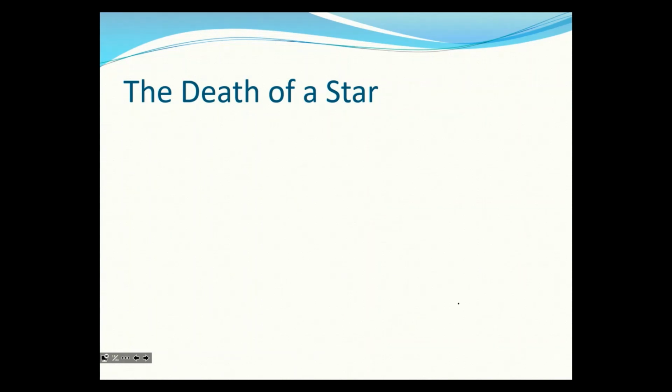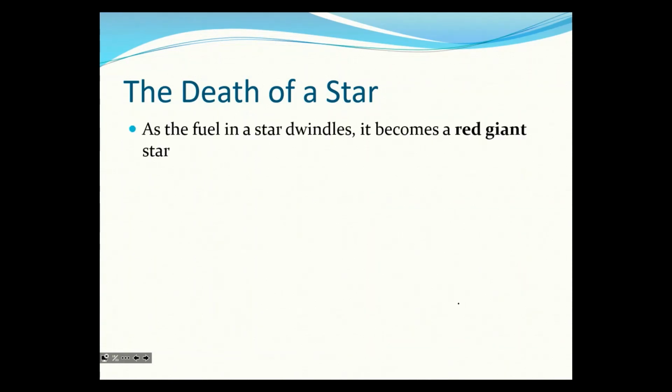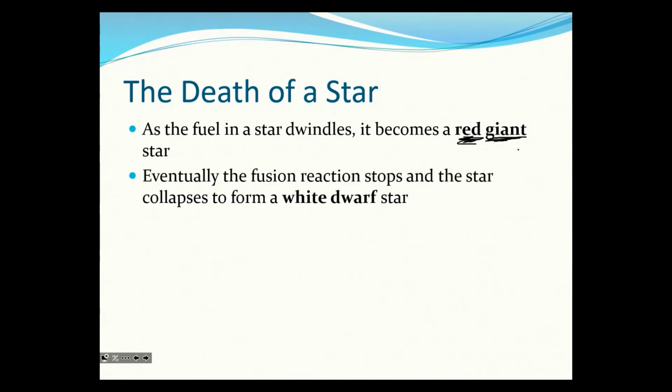And the reason that it dies is because it runs out of fuel. So as the fuel in the star dwindles, it becomes a red giant star. And remember that the red has to do with the color, has to do with the temperature, and the giant they're going to talk about in the video. So eventually the fusion reaction stops, and the star collapses to form a white dwarf. Okay, so a white dwarf is from a small star. So when a small star dies, it creates a white dwarf.